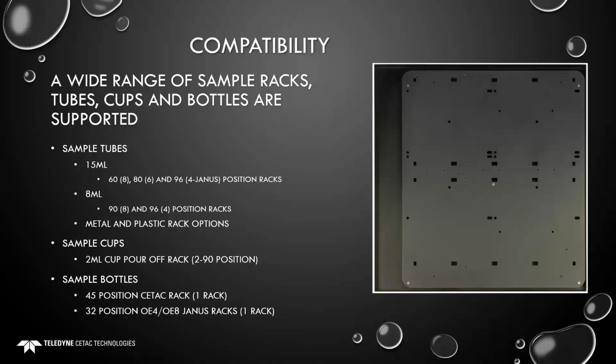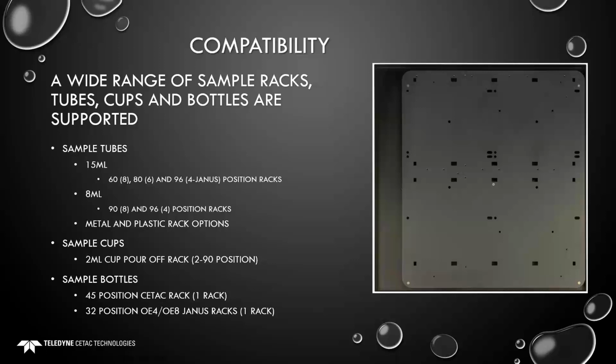So here's a picture of the sample deck itself, or the tray for the autosampler, excuse me, and it supports a wide range: sample racks, sample tubes, sample cups, sample bottles. Like I said, we try to be flexible and inclusive. For your sample tubes, you have options of 15 ml or 8 ml across a wide range of metal and plastic rack options, including CETAC racks, including the Janus or OE4, OE8 type racks. Those are all supported on here.